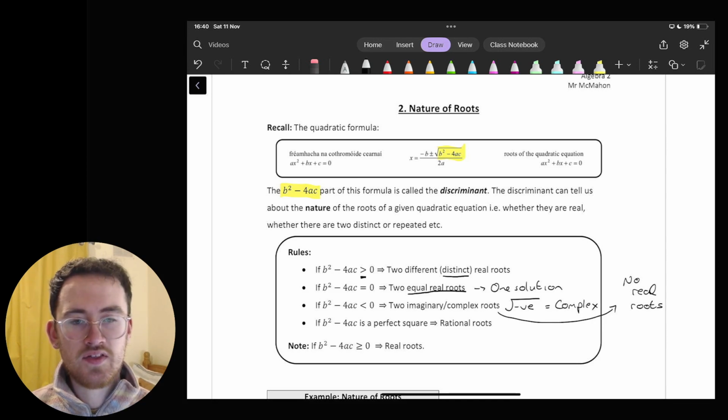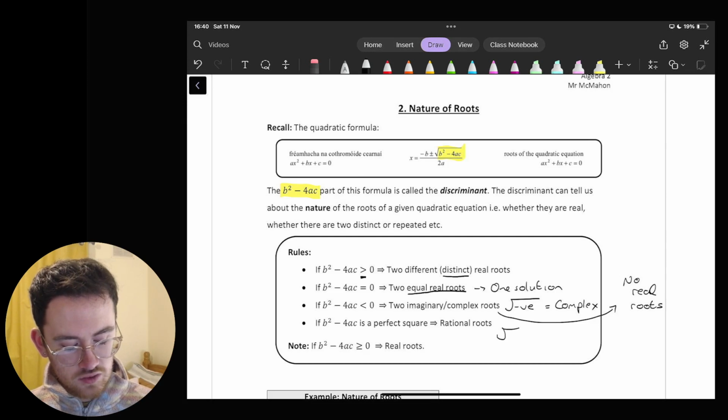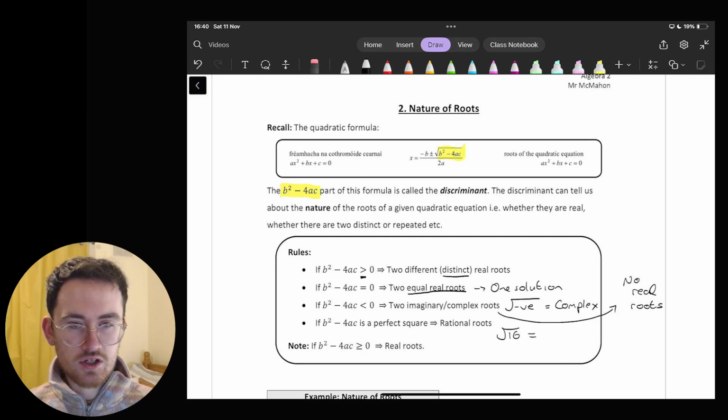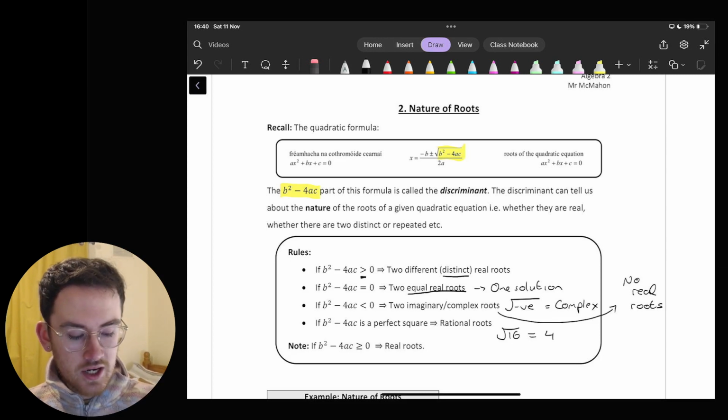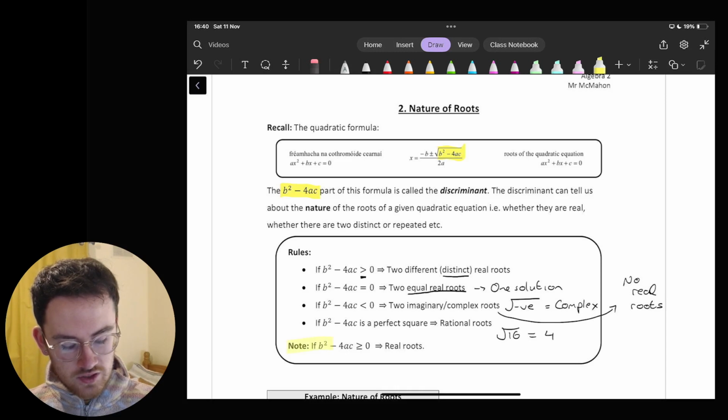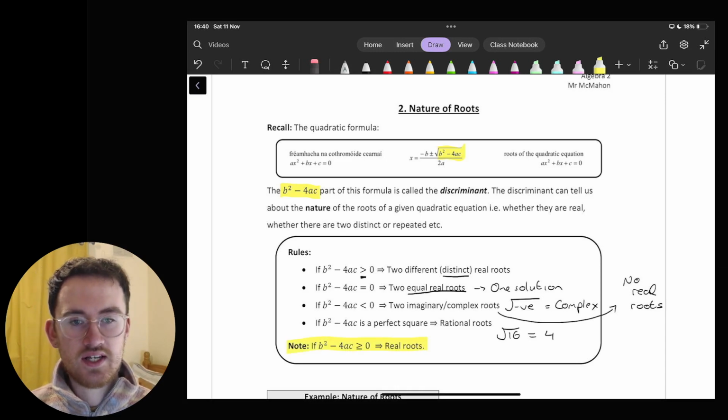The last little part then is if b squared minus 4ac is a perfect square, we get rational roots. So all we mean by that is if the part under the square root is a perfect square, then it reduces down to a nice whole number, so I get overall nice rational or even whole number answers. The last little part, just to make sure you know for yourself, is if b squared minus 4ac is greater than or equal to 0, we get real roots.